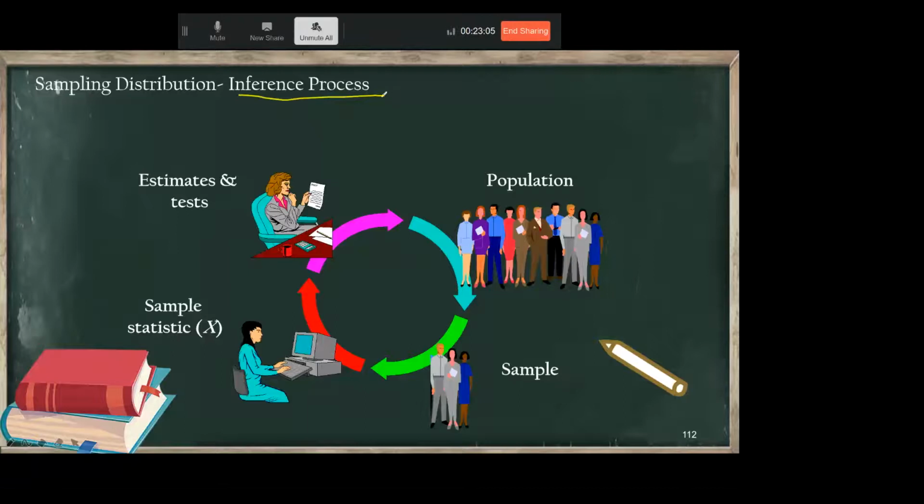Now, interestingly, this population can be different for different researchers, right? Because every time we are interested in something, we want to conclude differently. For example, if you are interested in companies' sales, right? Let's say we are interested in companies' sales. I'm just taking an example.